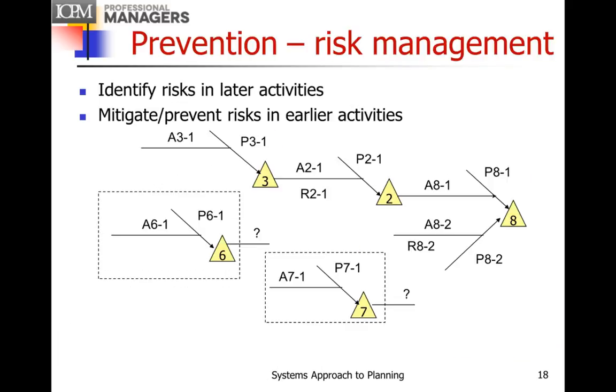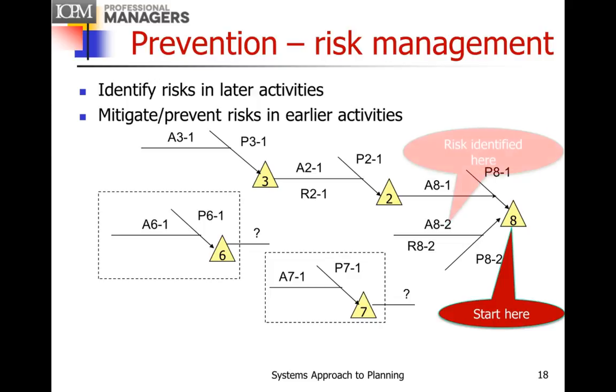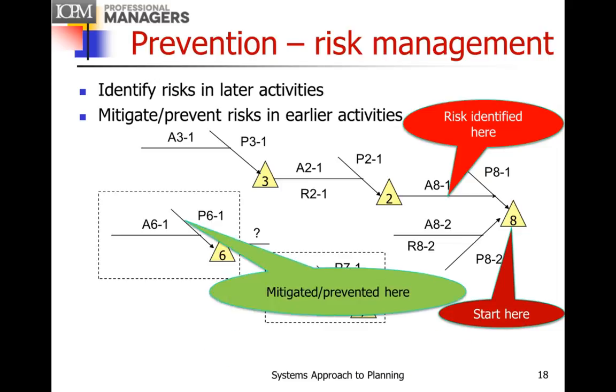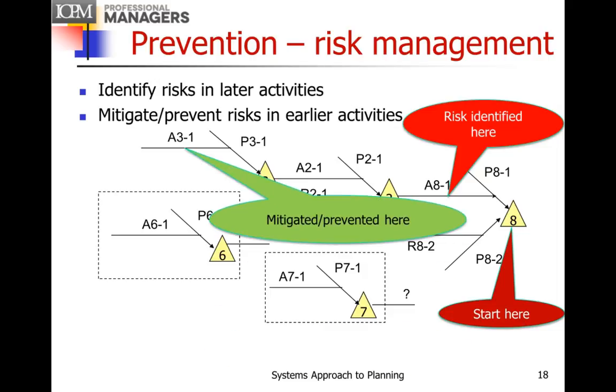And this is where the benefits of prevention come in. This is why working back from the answer allows you to show the benefit of prevention. When you start at the end, you can identify risks to completion of that activity, and that risk goes in the work package. So you start here at the end, and then you identify a risk. That risk goes in the work package, and you then can mitigate that risk in an earlier work package.